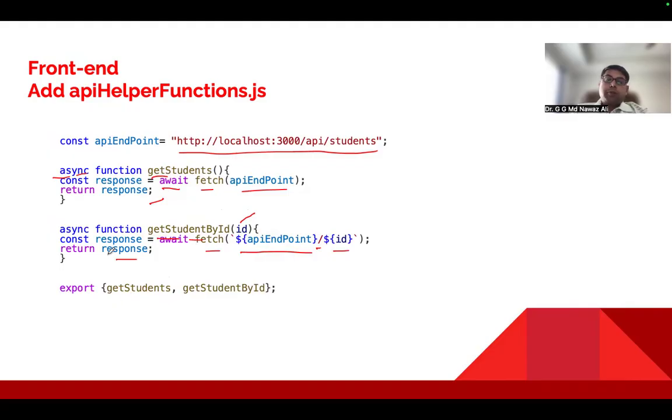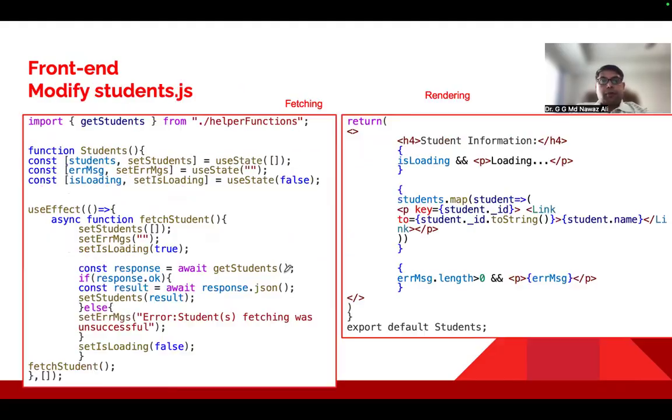We are exporting this one, so these are named exports. These are not default exports. We are exporting getStudents and getStudentById. That's why you need to use the curly braces, because these are named exports, not default exports.